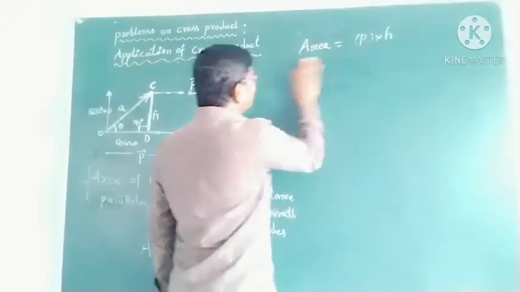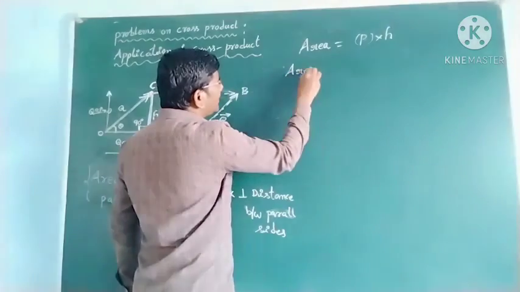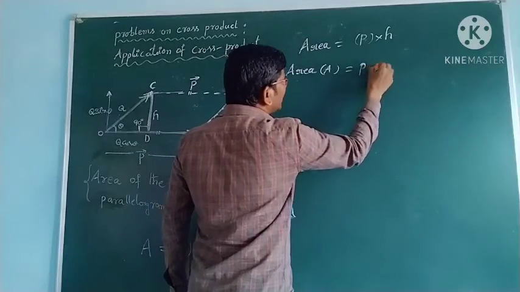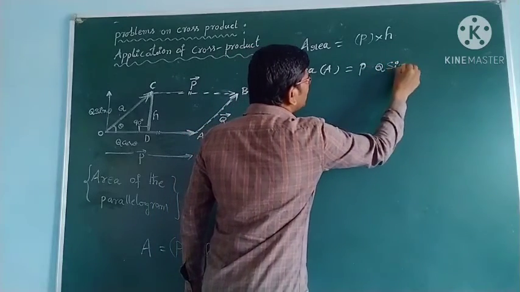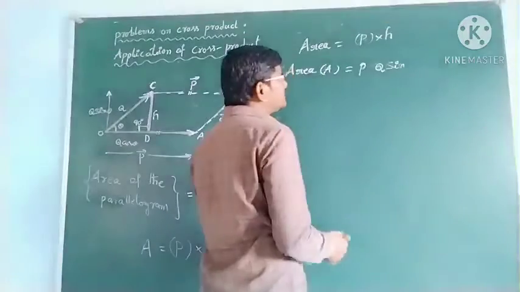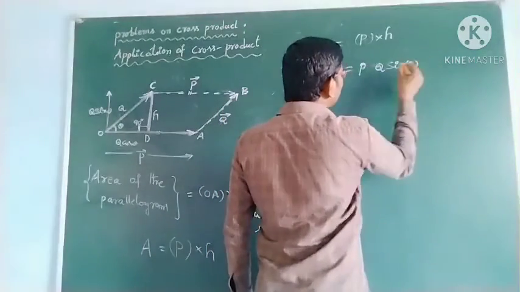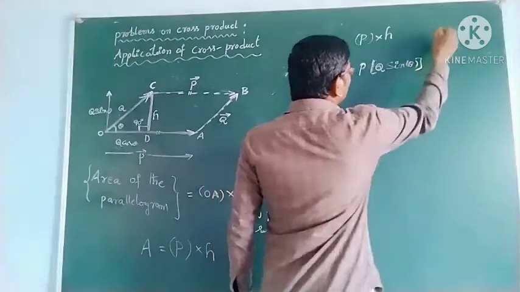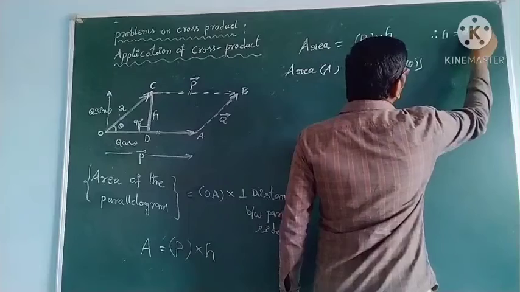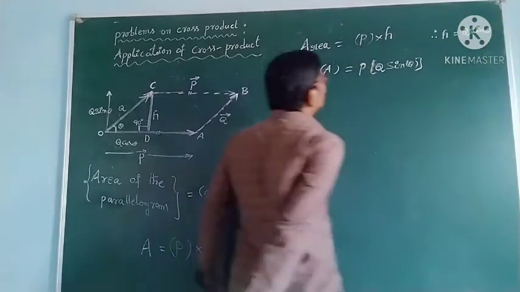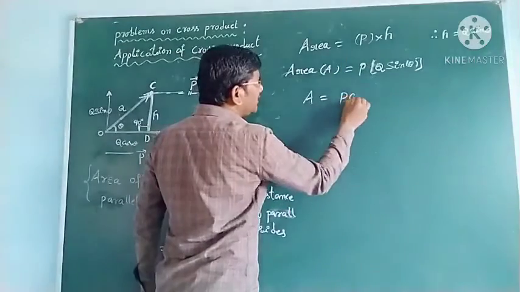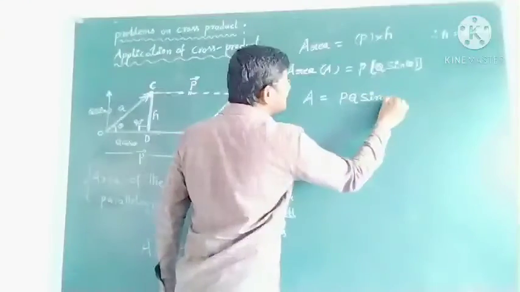Area A is equal to, you are writing p into the h value, which is q sin theta. So h is equal to q sin theta. Okay students, then the area of the parallelogram A is equal to p q sin theta.